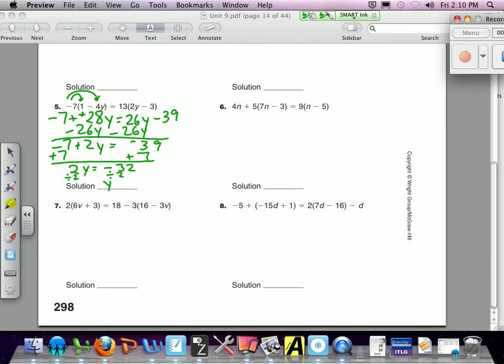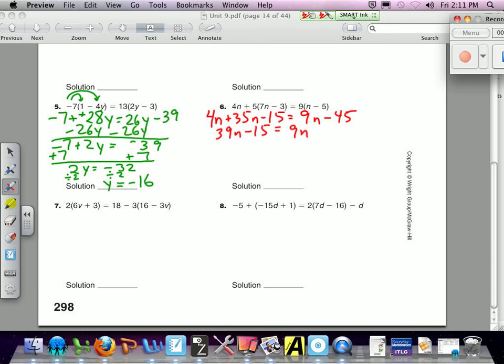Alright, we're nearing the end. The end is in sight. 4n plus 35n minus 15 equals 9n minus 45. Distributive property on each side. Now combining like terms, 39n minus 15 equals 9n minus 45. Now I'm going to get rid of 9n on each side.